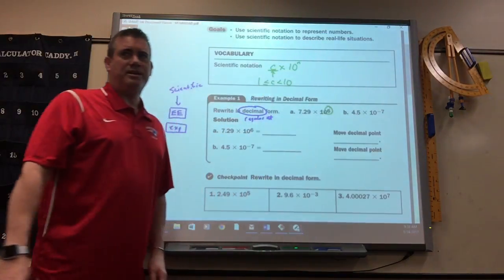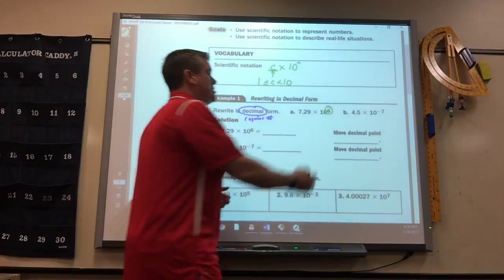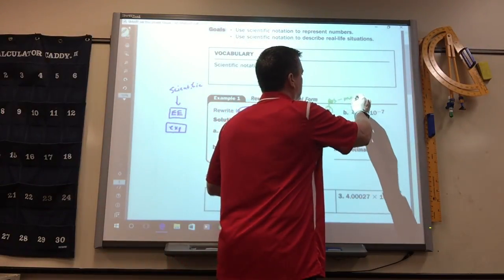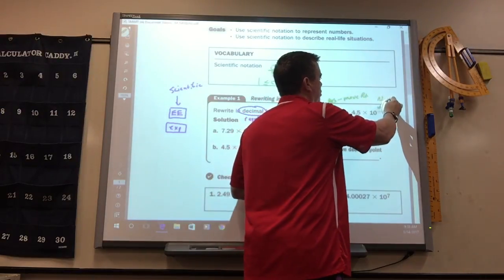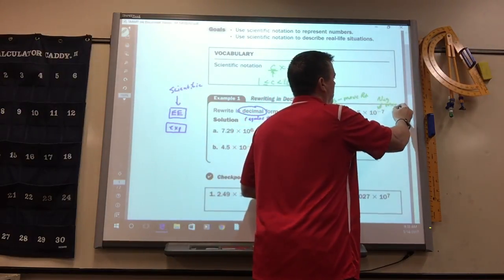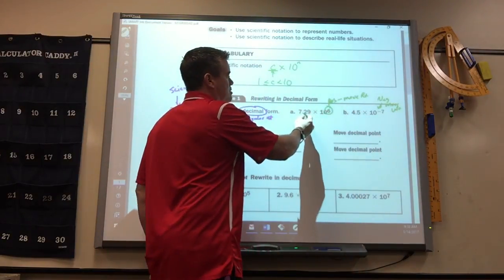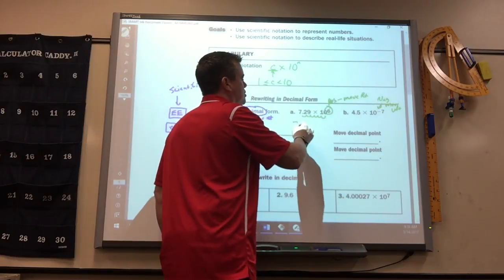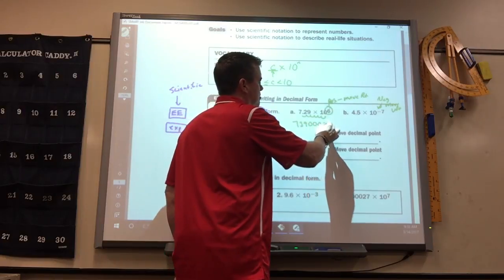The quick way is this though. Since it's to the 6th, you move the decimal 6 spots to the right. Since it's positive, you move to the right. When it's negative, you move left. So all you've got to do here is move it 6 spots, 1, 2, 3, 4, 5, 6. So it's 7, 2, 9, and then I've got to fill in 4 zeros.